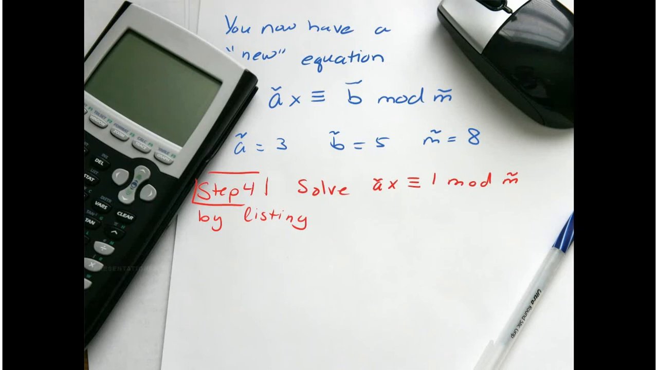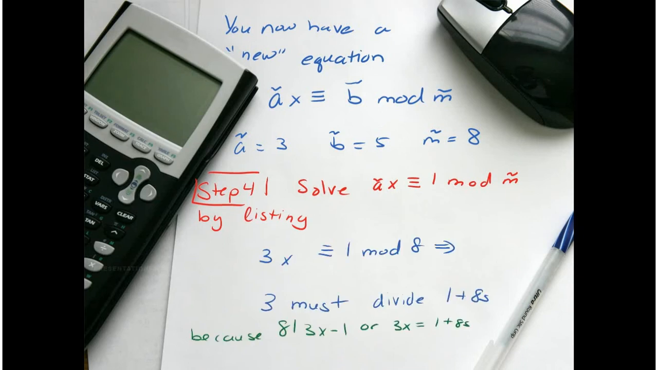What I'm going to do next, and this was completely missing from my notes, is that I'm going to solve a different congruence equation. I'm going to solve the congruence equation A tilde x is congruent to 1 mod M tilde. And I'm going to do that by listing. So if I plop everything in, I'm really trying to solve the congruence equation 3x is congruent to 1 mod 8. And then that's equivalent to saying 8 must divide 3x minus 1, or 3x is equal to 1 plus 8s.